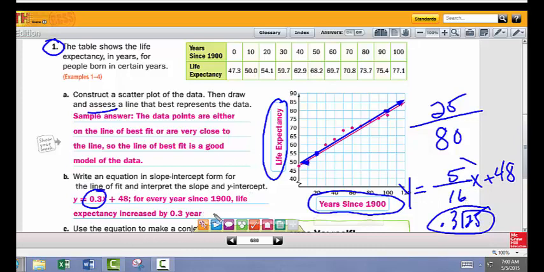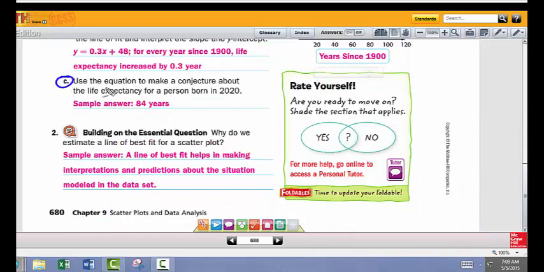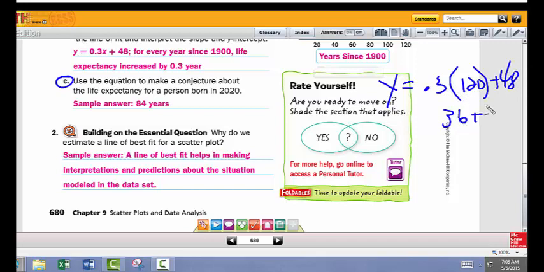And then they actually forgot about the y-intercept here. The 48 means that in 1900, 48 was the life expectancy. And then for letter C, they ask us to use that equation to make a conjecture about the life expectancy for a person born in 2020. So since it's years since 1900, that would be 120. So we'll just do the math that they did for their equation. So we have 0.3 times 120 years plus 48 years. And 3/10 of 120 is 36 plus our original 48, and we have 84 years. And that's our answer, 84 years.